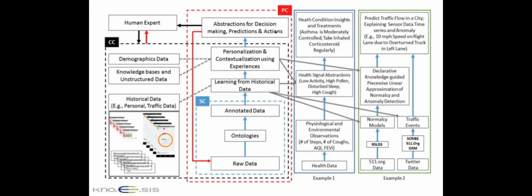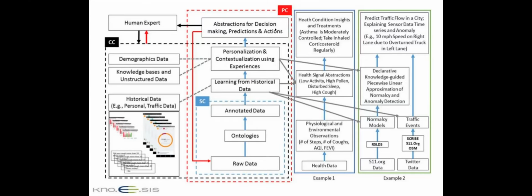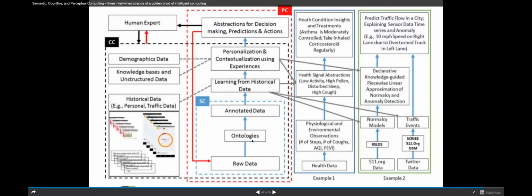To do that, what I showed you is that semantic computing is not enough, and I showed you examples of semantic computing. Cognitive computing is not enough, and I showed you what cognitive computing means and examples of it. And perceptual computing comes together with semantic and cognitive computing, all working together to reach this top state here of abstraction for decision making, prediction, action. So this whole thing is about how to build a computational machinery for that purpose. And you see, this is raw data with ontologies, unordered data, that is part of what is called semantic computing.